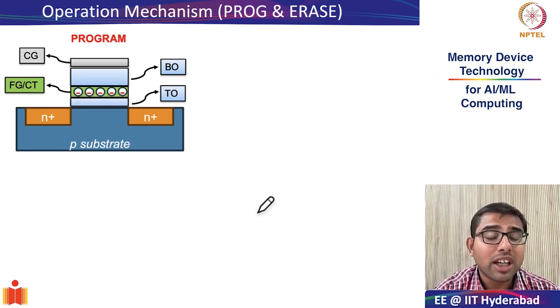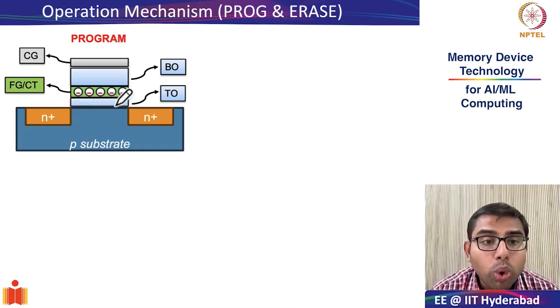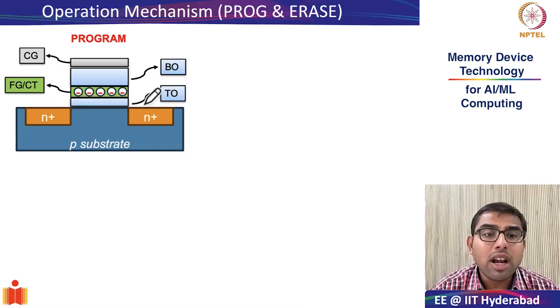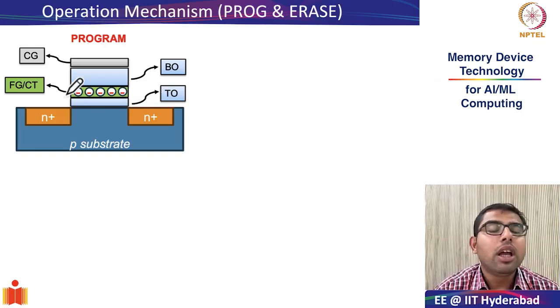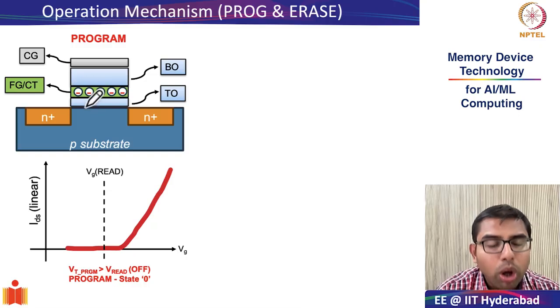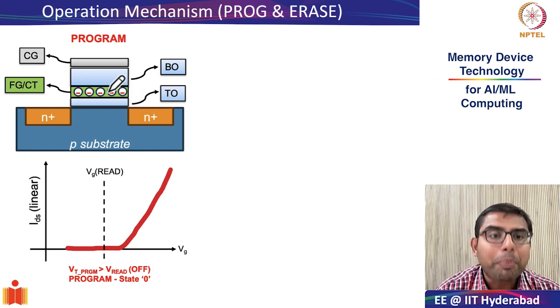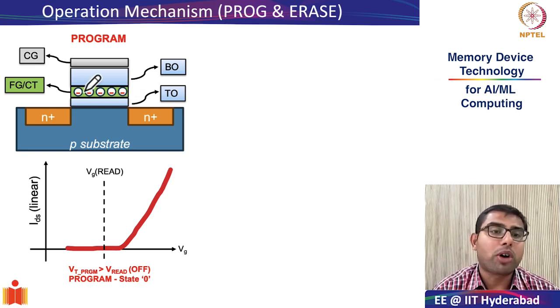In the program operation, electrons which were earlier residing in the channel region are pulled in through the tunnel oxide, or more technically correct, will tunnel through the tunnel oxide and go and sit in the charge storage layer. So this is the program operation, and by virtue of that, since you have now pulled electrons into the charge storage layer, the trap concentration is negative.